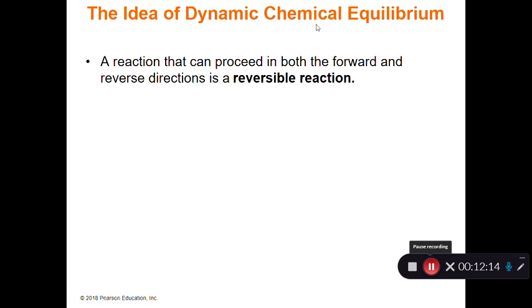Chemical equilibrium says if the rate of the forward reaction is the same as the rate of the reverse reaction, it means we have chemical equilibrium. So for specific reactions that have forward and reverse reactions, if the rate of the forward reaction is the same as the rate of the reverse reaction, we are going to have equilibrium, or chemical equilibrium.